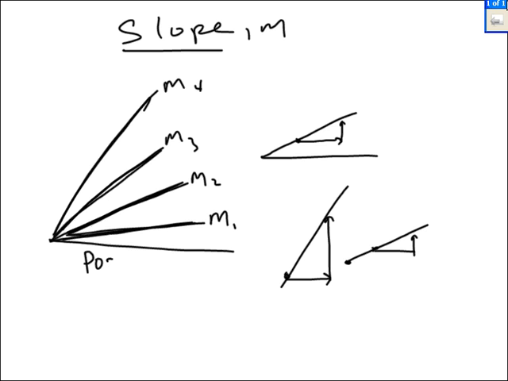All those lines have positive slopes, except the very first one. We'll talk about that in a moment. Those slopes are all positive. Again, pick a point on the line, go to the right, and the line is above you. That's a positive slope.